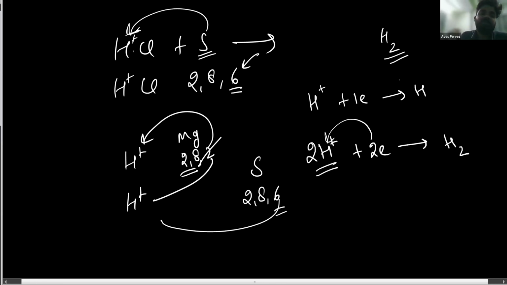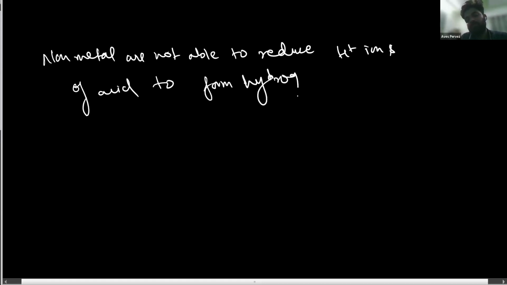Means if I'm saying that non-metals are not able to reduce H plus ions of acid to form hydrogen gas, okay, so what does it state? Means non-metals are not able to reduce, means they are not able to donate electrons. Okay, got my point?